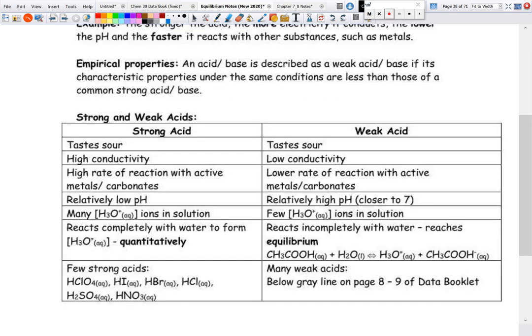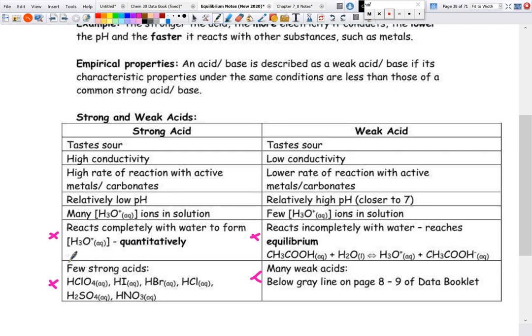Now, besides some of the properties right here, like taste and all that stuff, I just bring your attention mostly to the last three here for strong acids versus the weak acids. For our strong acids, you'll notice that we have a lot of hydronium ions in solution, where the weak acids only have a few. But the main thing I want to bring your attention to is the reactions and, of course, the quantity. When we have a strong acid, it reacts completely with water to form the hydronium, so it is a quantitative reaction.